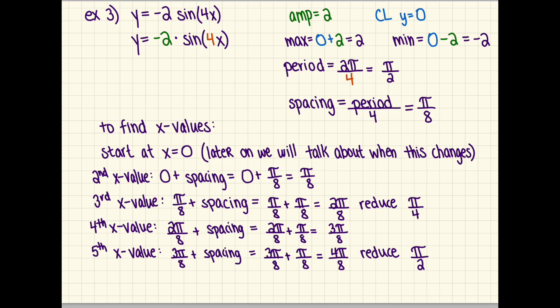My third x value, I'm going to take that second x value and add my spacing again. So I get pi over 8 plus pi over 8. I get 2 pi over 8, and then we would always reduce that to give me pi over 4. My fourth x value, again, I take the third x value, 2 pi over 8, add my spacing. So my fourth x value is 3 pi over 8, which would make my fifth x value 4 pi over 8, and then we would have to reduce that to be pi over 2.